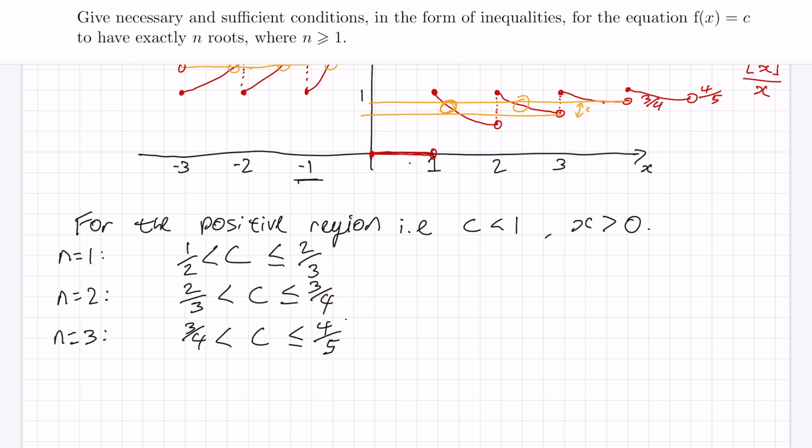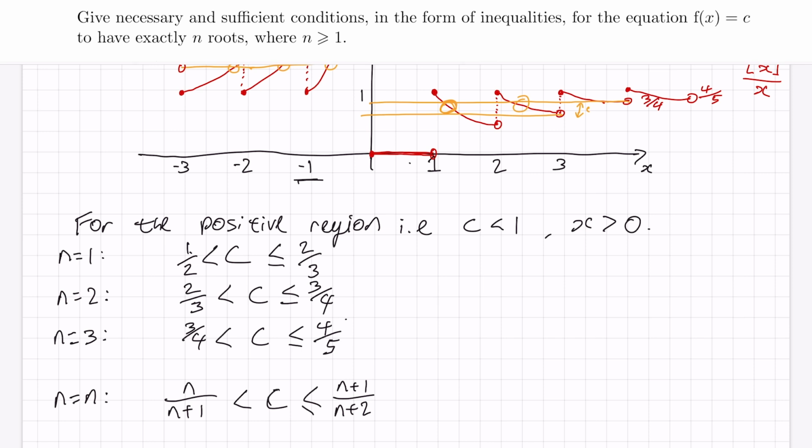And now I can definitely see a pattern emerging. So for n roots, I just need it to follow the form for n equals n. I wrote a bit of an abusive notation, but it's fine. Well, for n equals 1, this was n over n plus 1, less than c, less than or equal to n plus 1 over n plus 2.